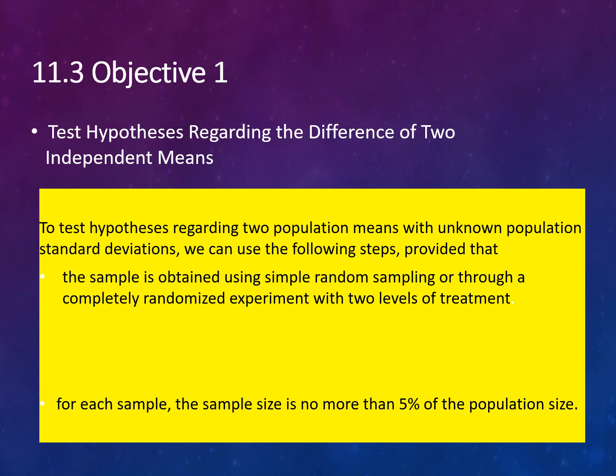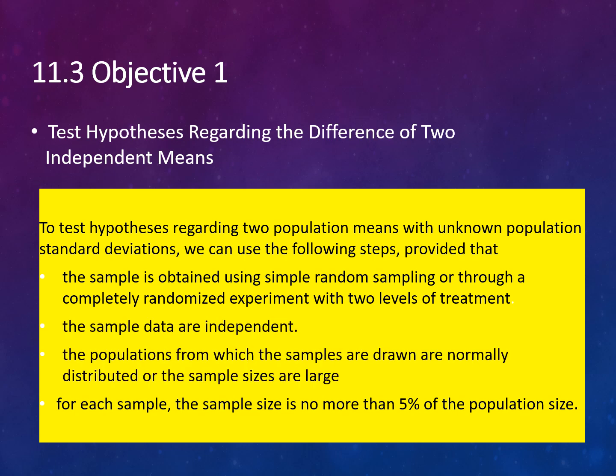To test hypotheses regarding population means with unknown population standard deviations, we can use the following steps, provided the sample is obtained using simple random sampling or through a completely randomized experiment with two levels of treatment. The sample data is independent. The populations from which the samples are drawn are normally distributed, or the sample sizes are large, again, n greater than or equal to 30. And of course, for each sample, the sample size is no more than 5% of the population size. So this is nothing new to us.